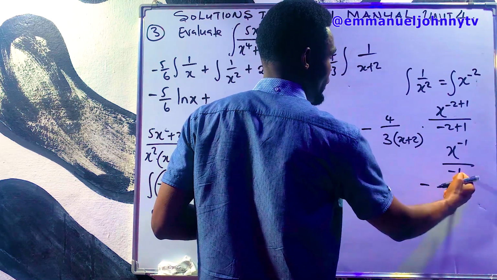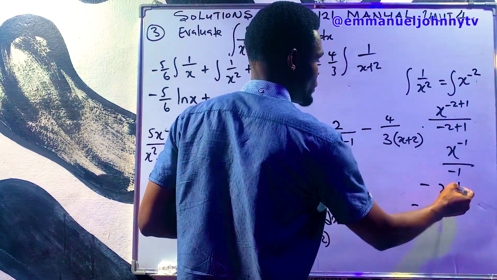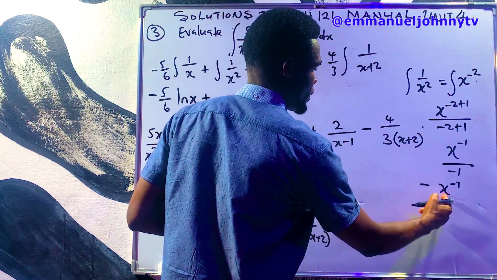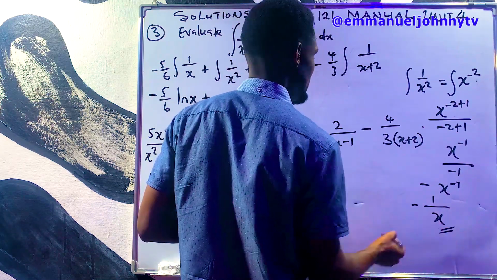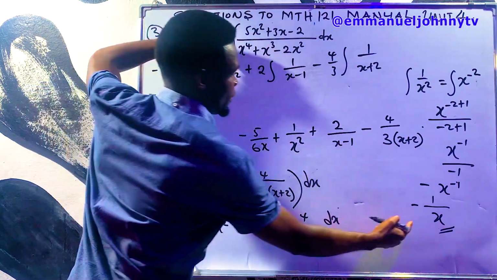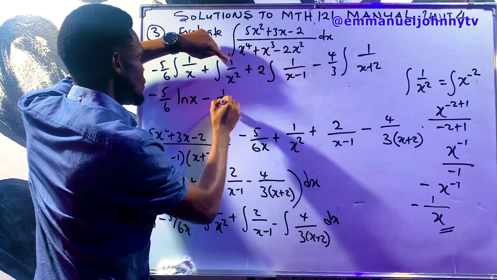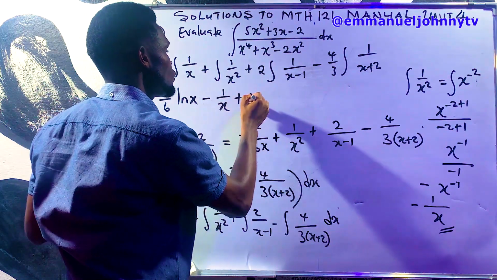Now, anything divided by 1 is that same thing. So this is minus. Then you write this in fraction form. This small minus is 1 over, then x raised to the power 1, you bring it down, which is 1 over x. So that is the integral of this. So having integrated this, the answer is minus 1 over x. We're done with that. Plus 2.